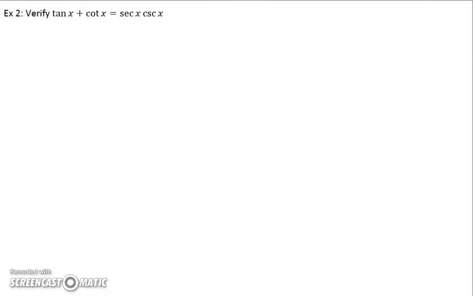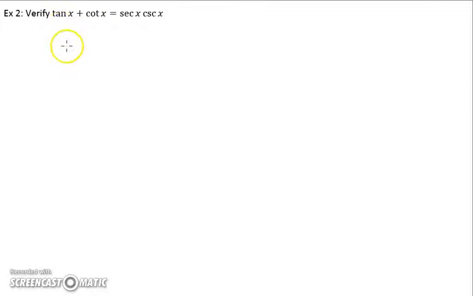So next problem that we're going to look at. Verify that tangent of x plus cotangent of x equals secant of x times cosecant of x. So we want to start with the more complicated side. The left side has more terms. It has 2. This only has 1, so let's start there.